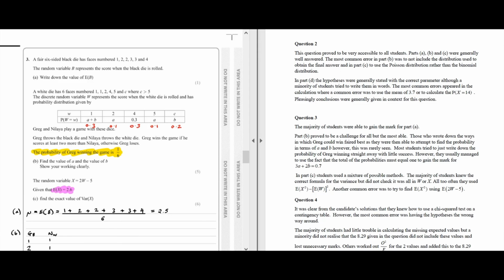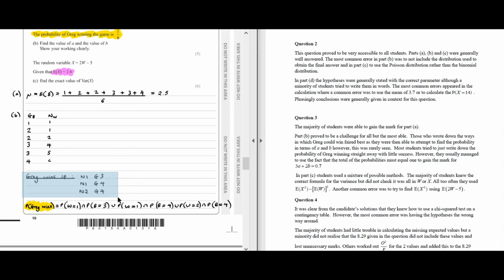Question 3 was concerning discrete random variables. The majority of students were able to gain marks for part A. You just had to recognize that the expected value of B is equal to the mean, and you can find out the mean by adding up all the numbers and dividing by how many they are. Part B was a bit more challenging. Those who wrote down the ways in which Greg could win fared best, as they were able to attempt to find the probability in terms of A and B.